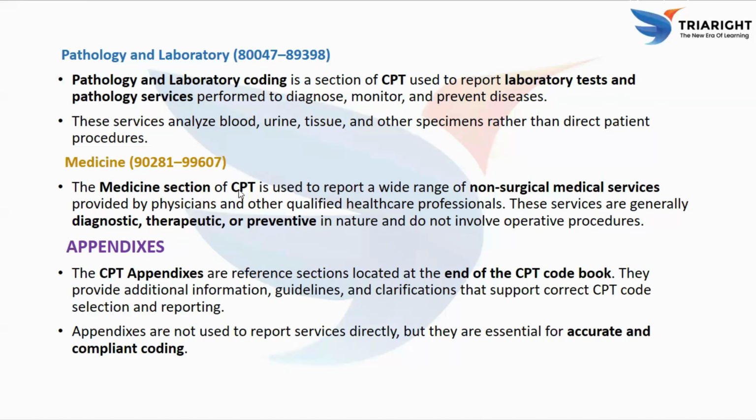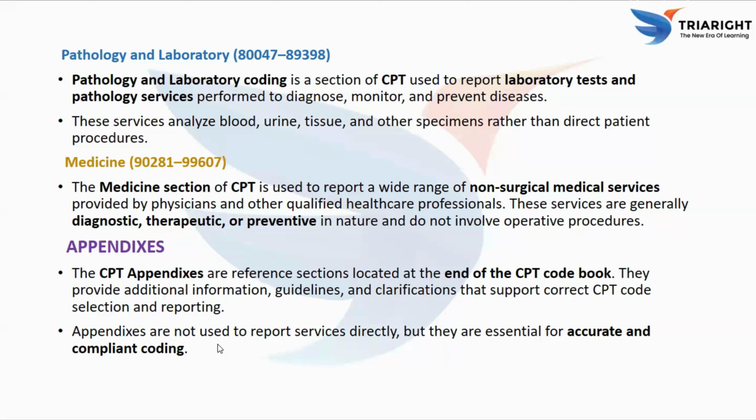So the next section is the medicine section. The CPT code range is from 90,281 to 99,607. So what is the medicine section? This is used to report a wide range of non-surgical medical services. These are provided by doctors and other healthcare professionals. These services are diagnostic, finding disease, therapeutic, treating disease, and preventive, that is preventing disease.